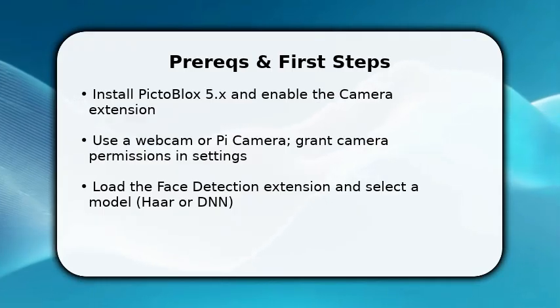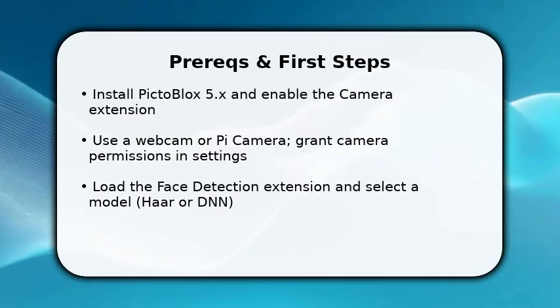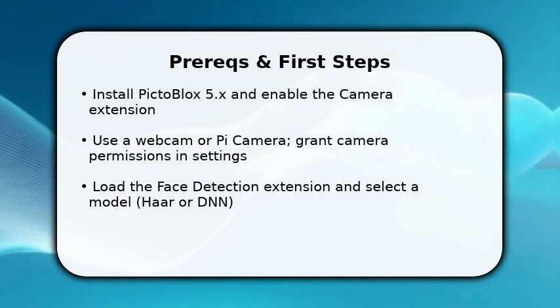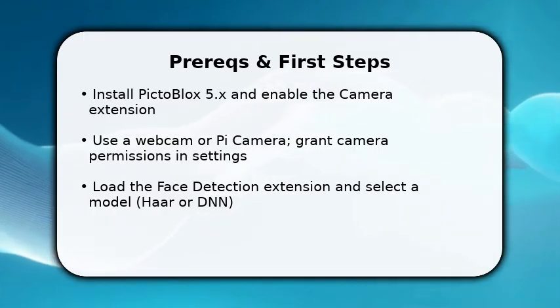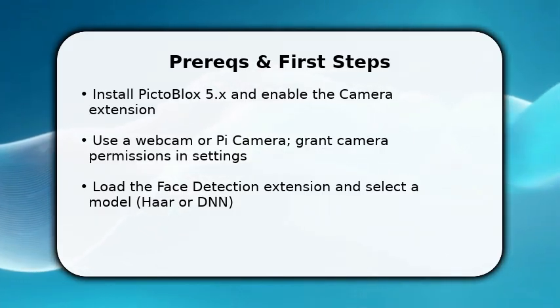You start by confirming prerequisites: Pictoblox 5X, a working camera, and the face detection extension enabled. Once done, grant camera access and choose your camera source. Now load the face detection block set and pick a model, HAR for speed or DNN for accuracy.